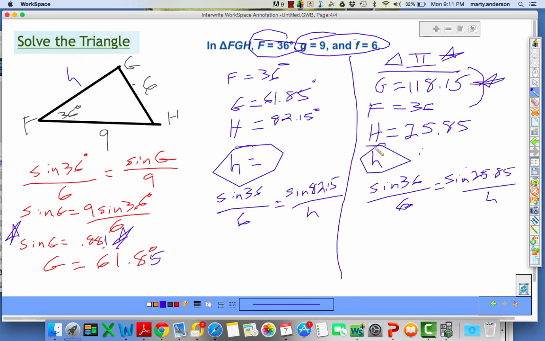So the moral of the story is when you're given these side-side angles, if this is less than 90 degrees, you're going to need to check for another triangle. If it's greater than 90 degrees, there's only one triangle it can have because you're already into quadrant 2. And now you should be able to work on your homework. It's going to be okay.